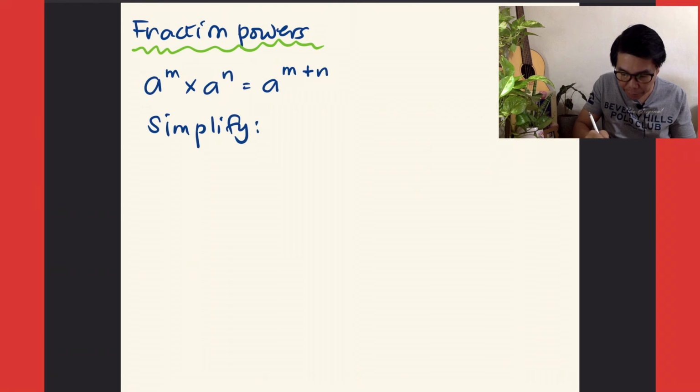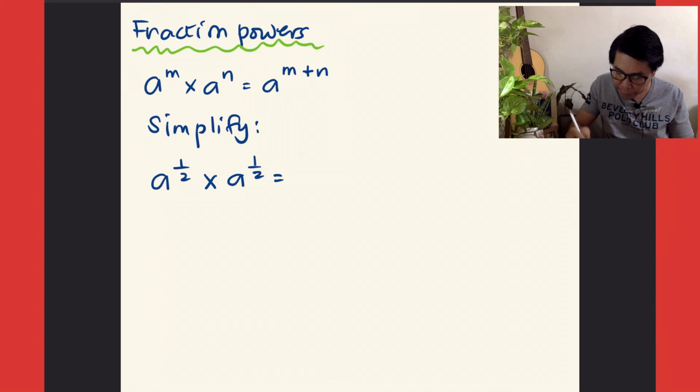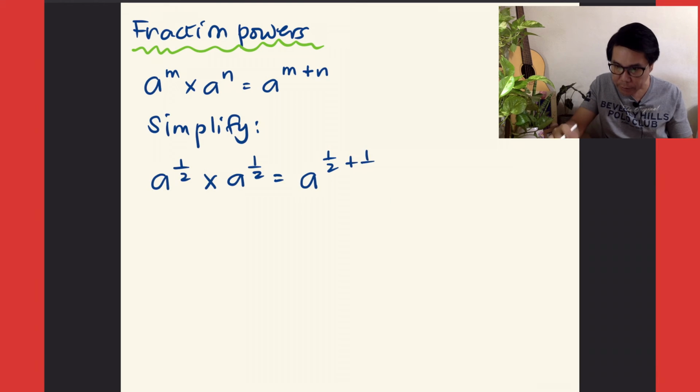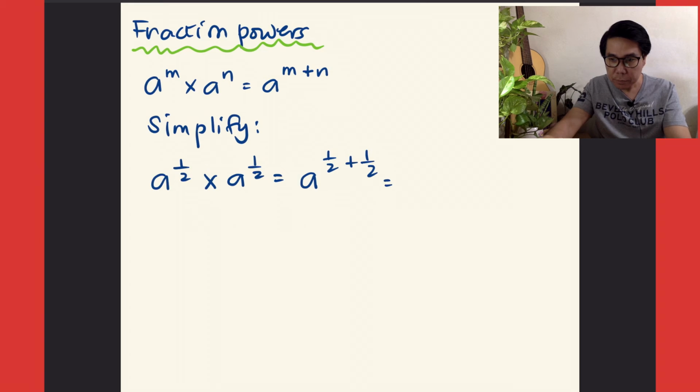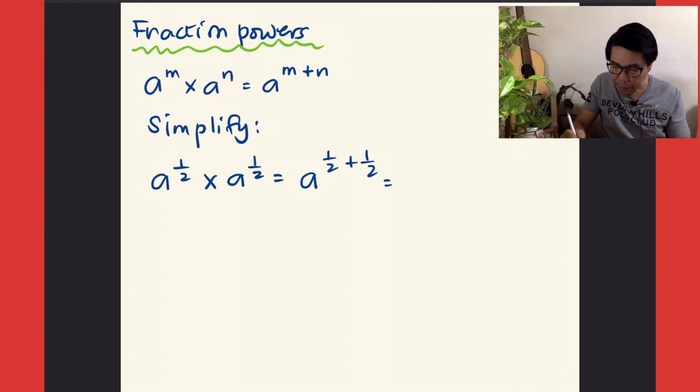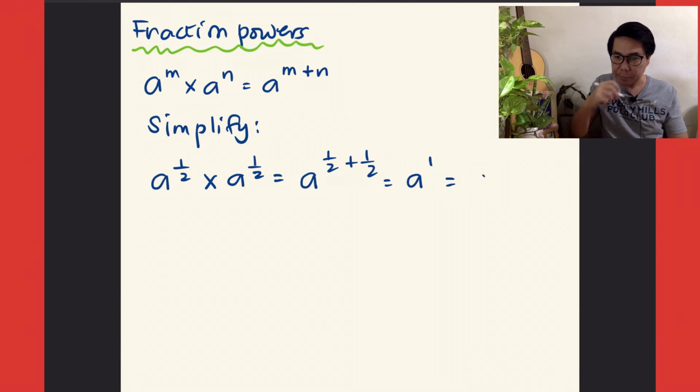We have a raised to the power of 1 half times a raised to the power of 1 half is equal to a raised to the power of 1 half plus 1 half, which is equal to a raised to the power of 1, which is equal to a. We have to remember that a raised to the power of 1 is equal to a.